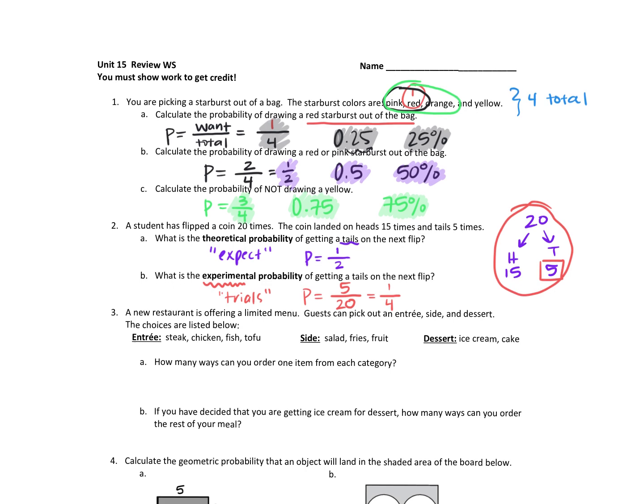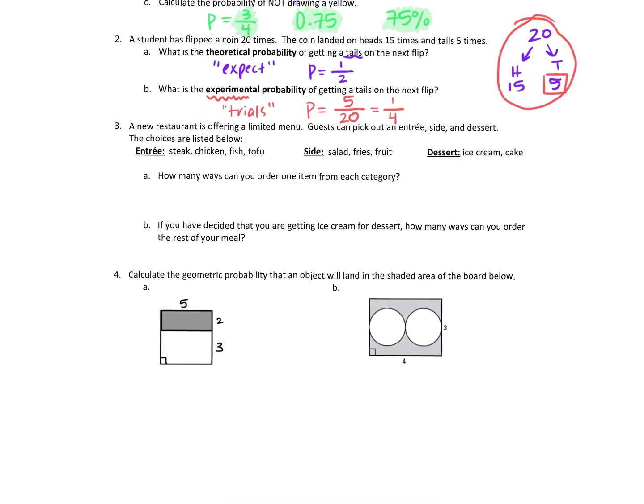Next up, we have another topic from the first lesson, which is called the fundamental counting principle. Now, this is a way to calculate the total number of combinations when you're making multiple choices. For example, when you're picking something to eat, if you have multiple choices like an entree and a side and a dessert, there are many different combinations of meals that you can take. So here we have a new restaurant offering a limited menu. Guests can pick out an entree, a side, and a dessert.